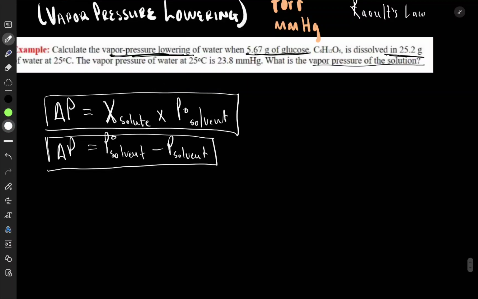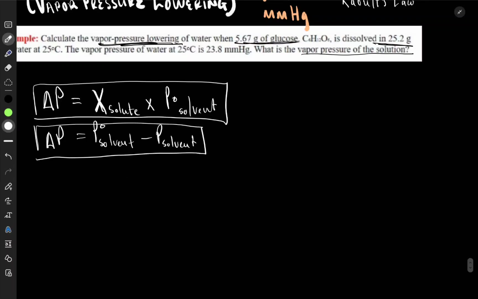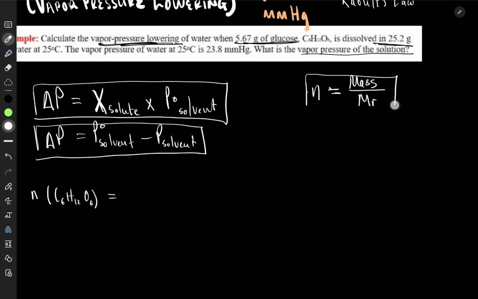The first thing we want is to be able to get X. To get X, remember, it's all about number of moles. So first, I want to find n, the number of moles of glucose, C6H12O6. This is mass over molar mass. The number of moles is the mass in grams over the molecular mass, which you get from adding all the atomic masses from the periodic table.